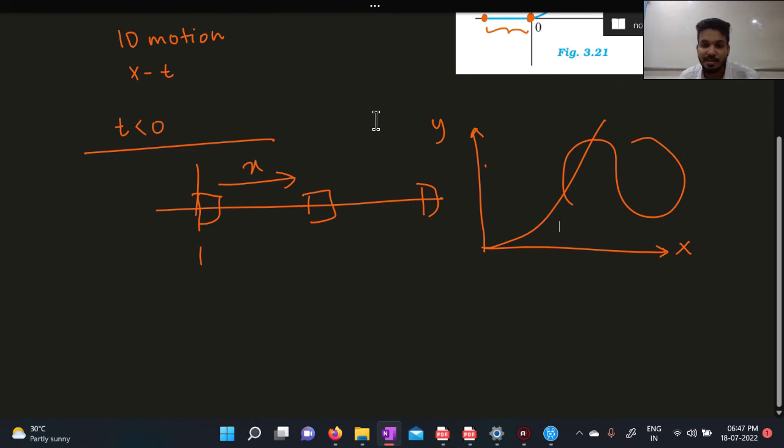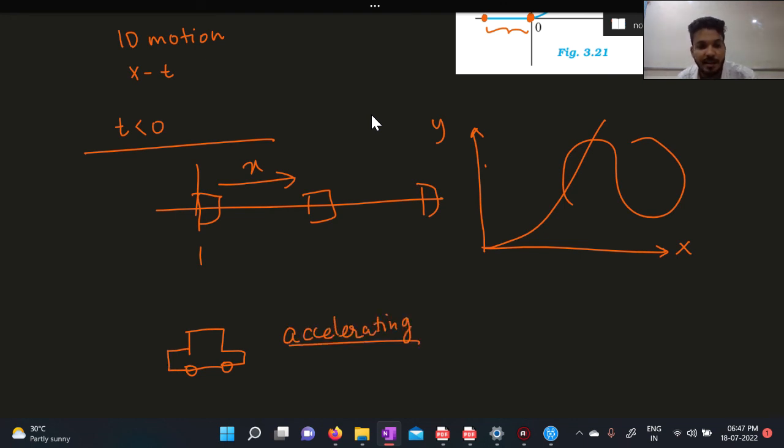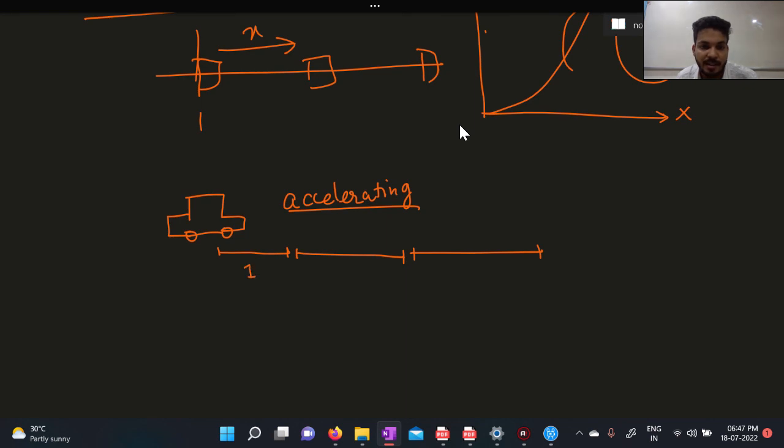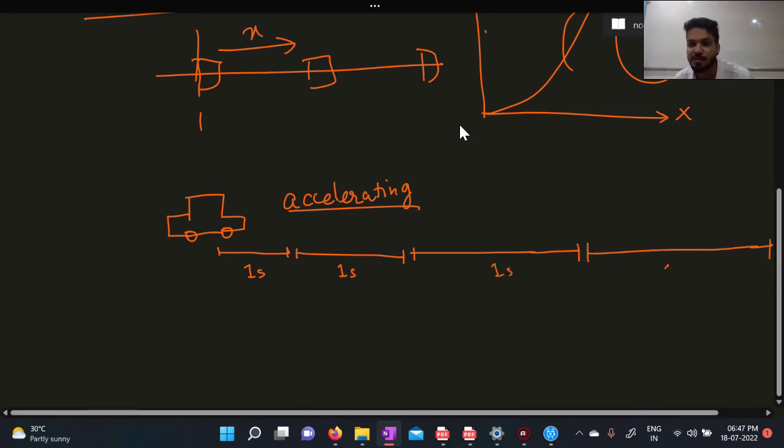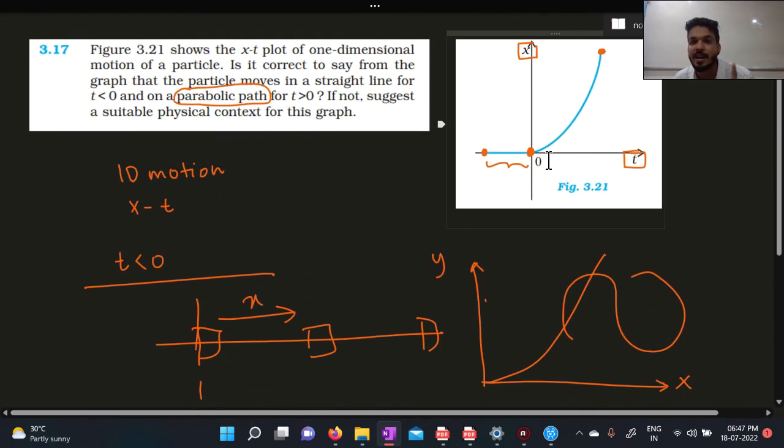Next, suggest a physical context for this graph. Imagine you have a car which you start accelerating. Initially the displacement will increase slowly. For a given amount of time, let's say 1 second, this is the displacement in the beginning. But as the body is accelerating, in the next 1 second it will take a bigger chunk of displacement, then even bigger chunks of displacement. This is what this graph is representing.